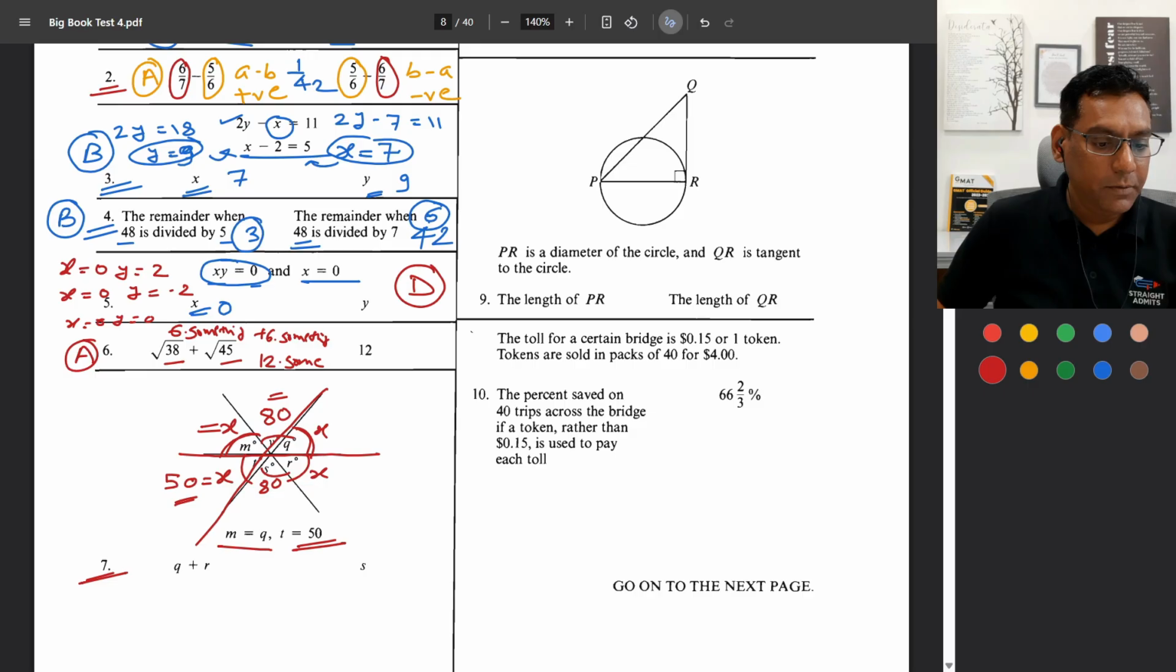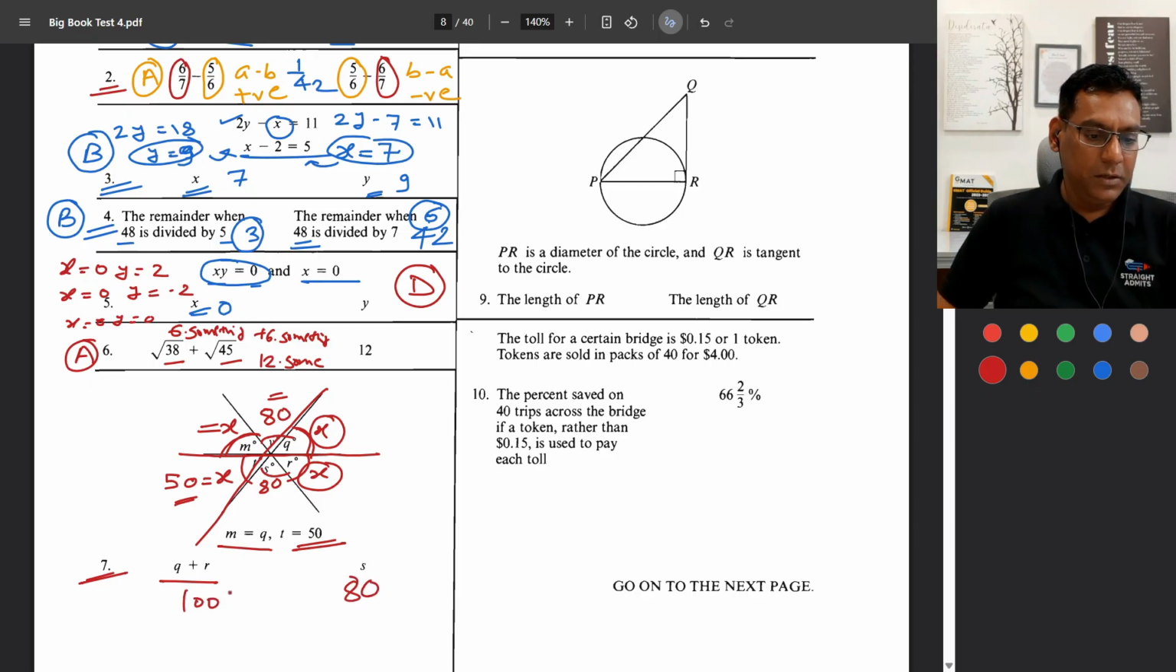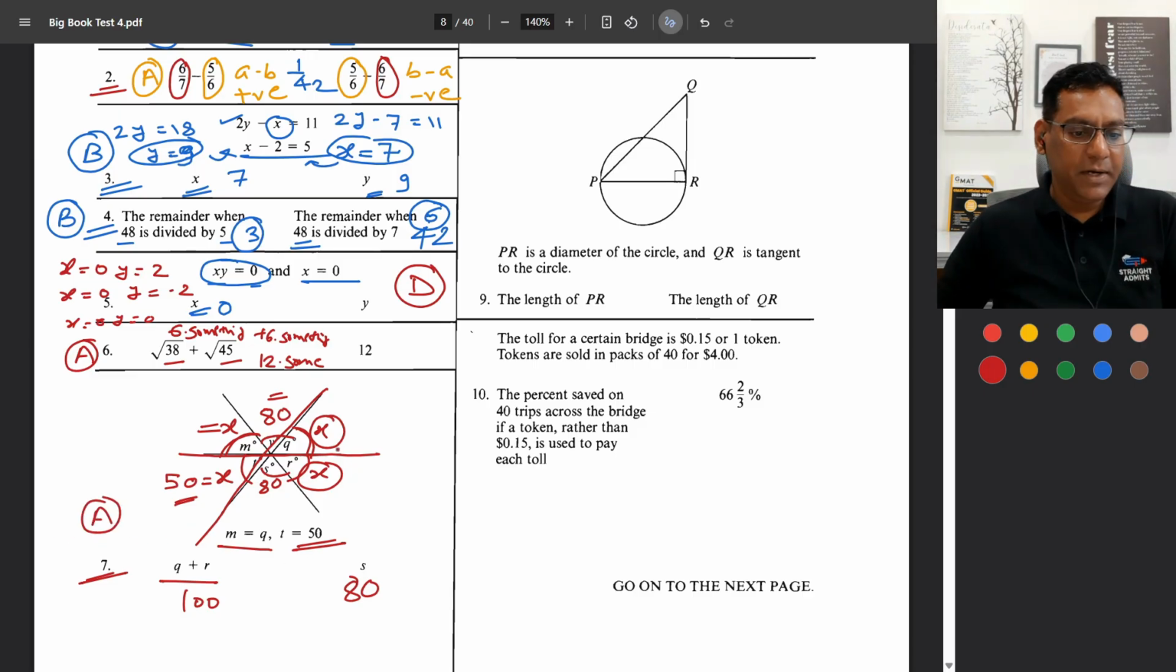Okay. What do I have? Q plus R. What is Q? That is X plus X. That is 100. What is S? S is 80. What is bigger? Answer choice A. Pretty easy if you figure out these angles.